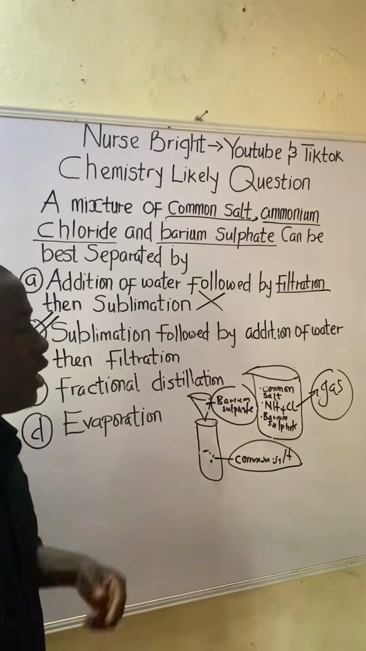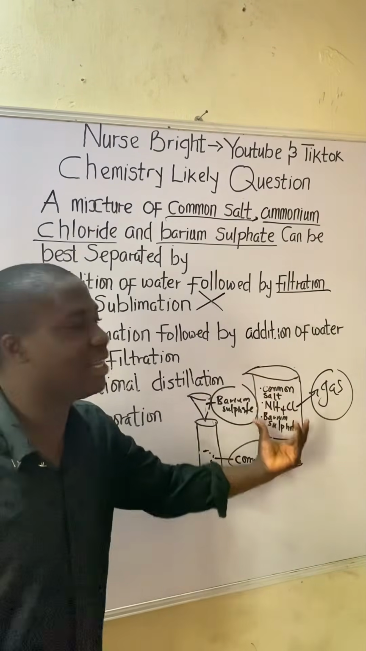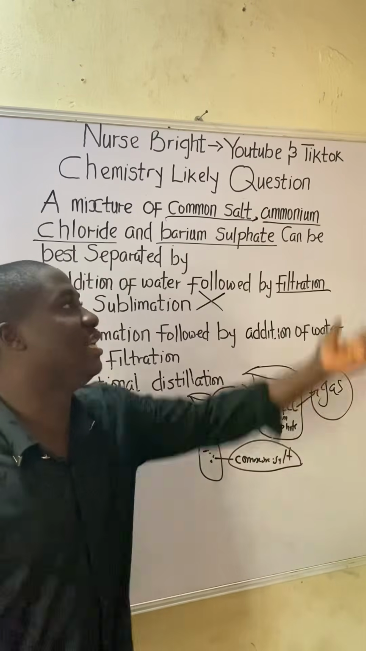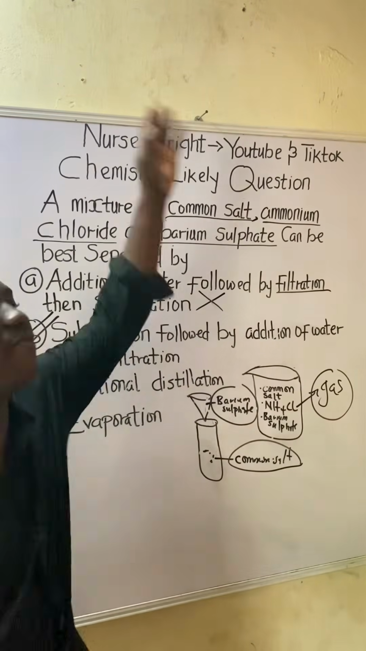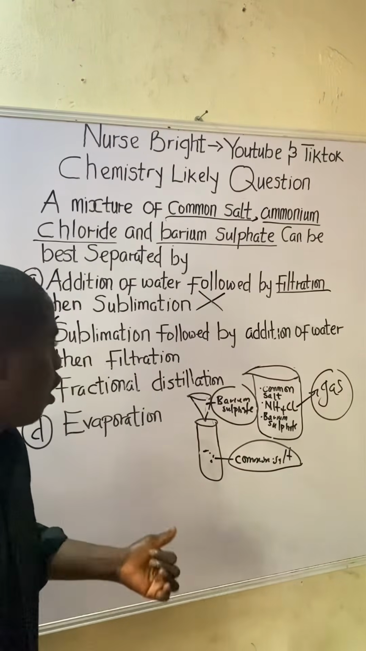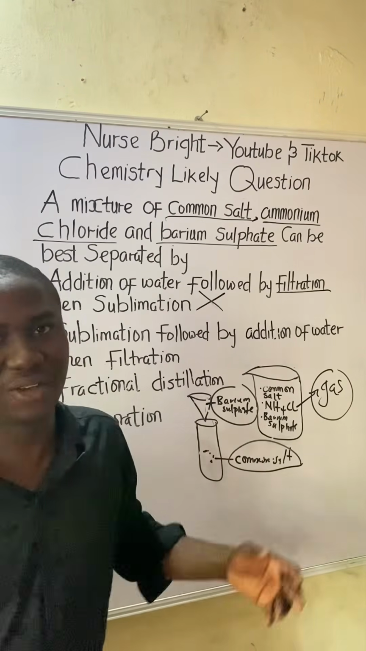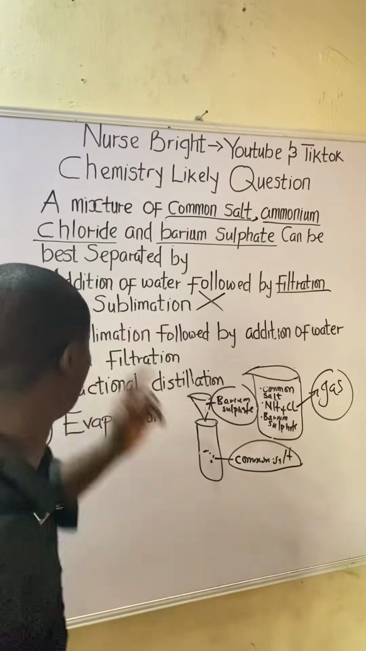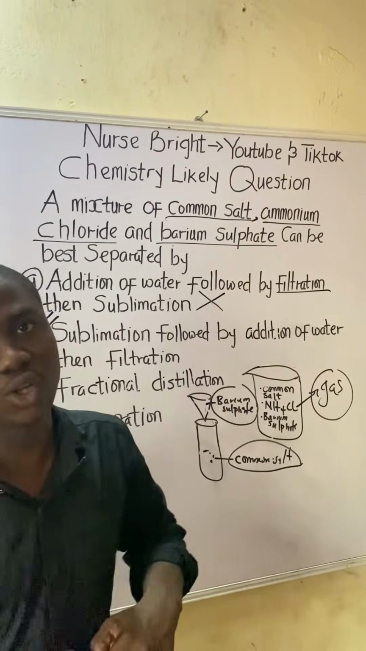Evaporation alone cannot work here. You cannot just take everything under the sun and then you think that it will just evaporate. No, it doesn't work that way. Do you understand? So this cannot work as well, because evaporation cannot remove barium sulfate. It's not possible. Do you understand the point? So the best answer to this question is option B.